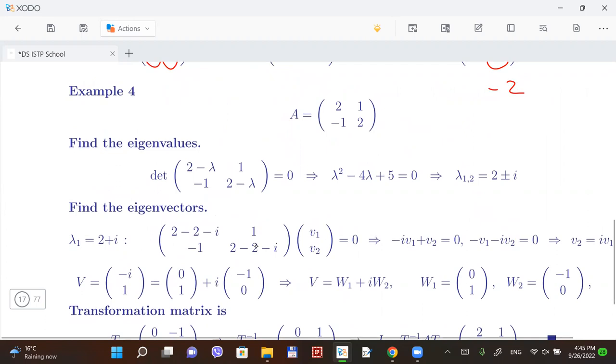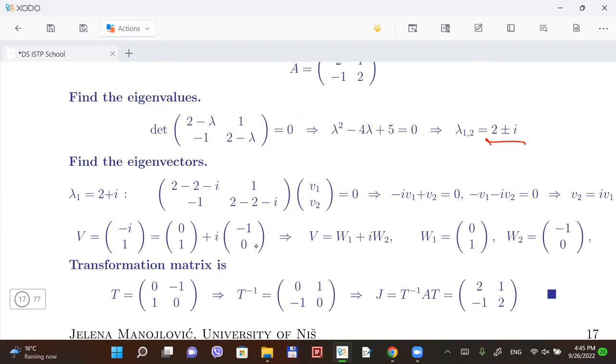Okay, the next example is for the complex case. In this case you have roots 2 plus or minus i, which is the solution of this quadratic equation. To find the eigenvectors, we again substitute the eigenvalue and obtain this system, which reduces to one equation. So we can take, for example, what I took: V1 is minus i, and then V2 is 1.